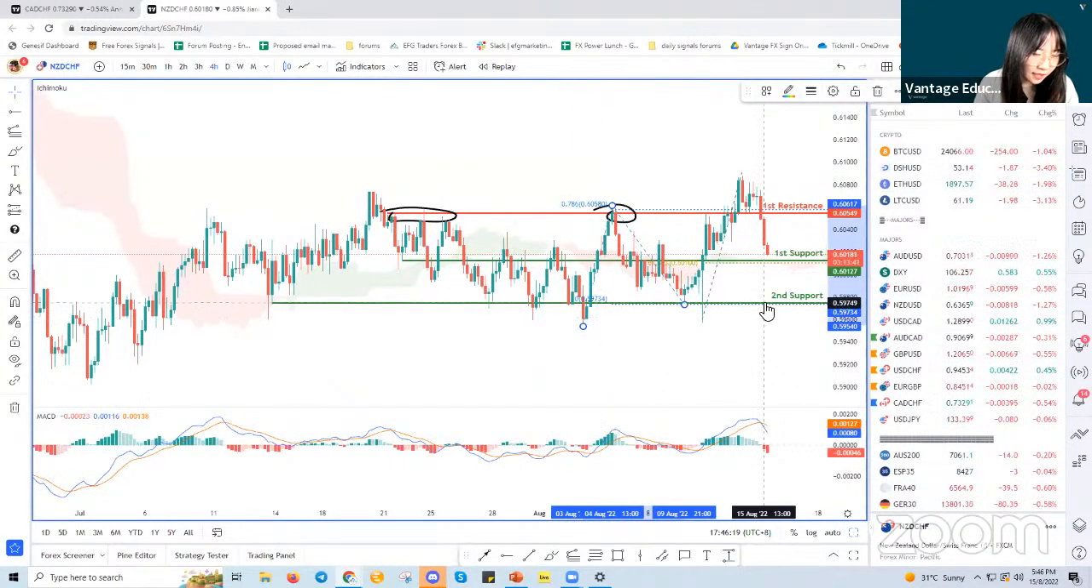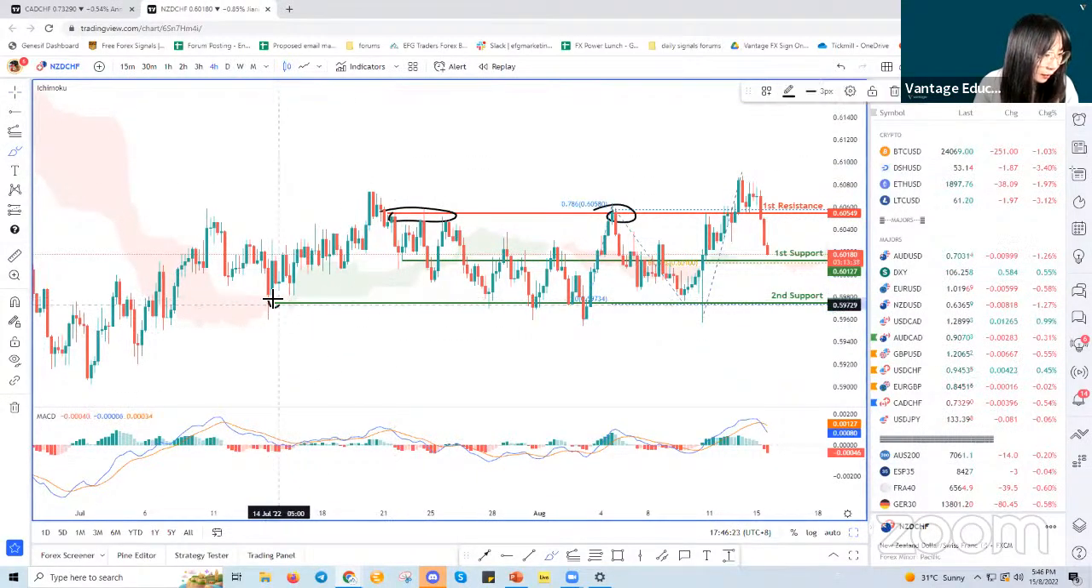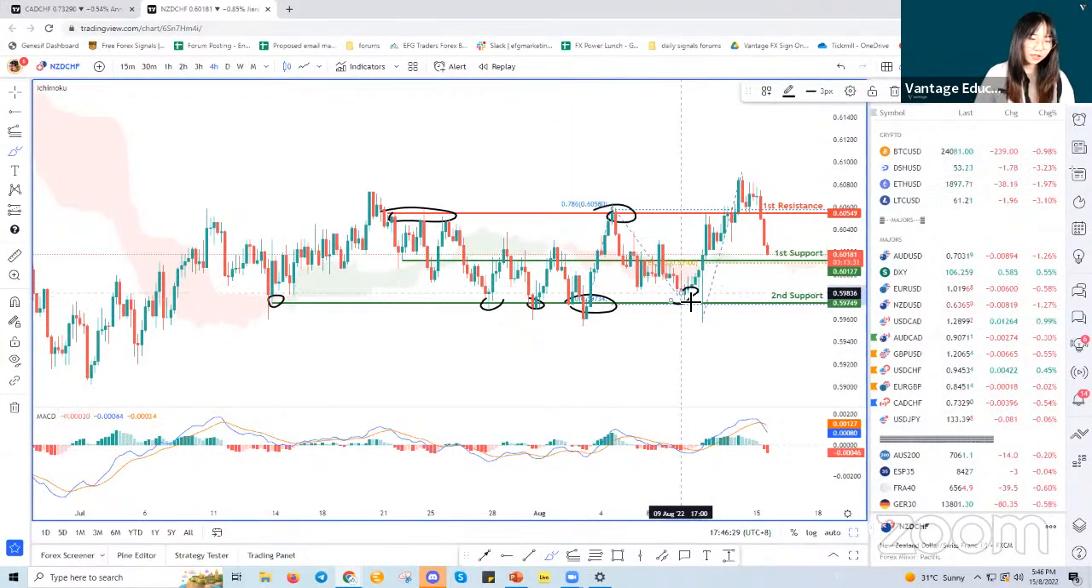And for this second support, I think it is strong enough. The first touch, second touch, third touch, and pressure testing here. So I think our second support is strong enough. So here is our analysis for the Kiwi dollar Swiss franc.